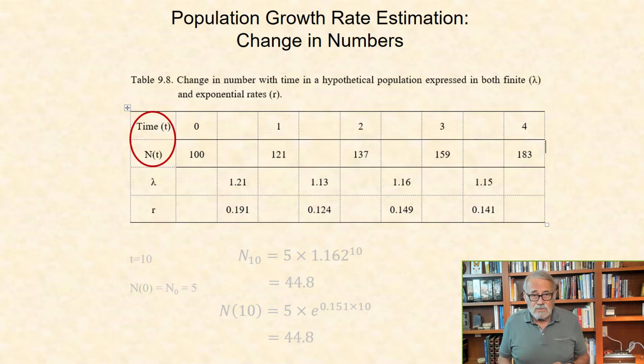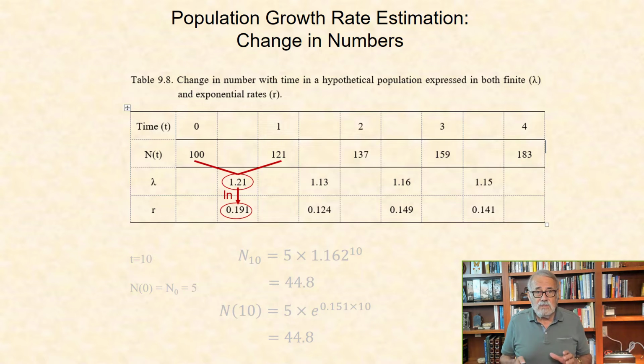We have in the first and second row of this table time and number at time t. At time t equals 0, there are 100 individuals in the population. At t equal 1, there are 121, then 137, then 159, and finally 183. Thus, lambda equals 1.21, which is computed as the ratio of the numbers at time equals 1 and time equals 0, and little r equals the natural log of this lambda value, or 0.191. And the remaining rates are computed similarly.